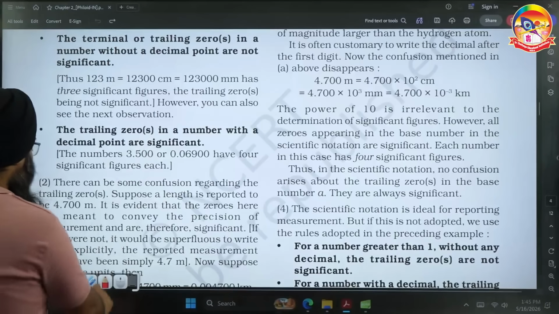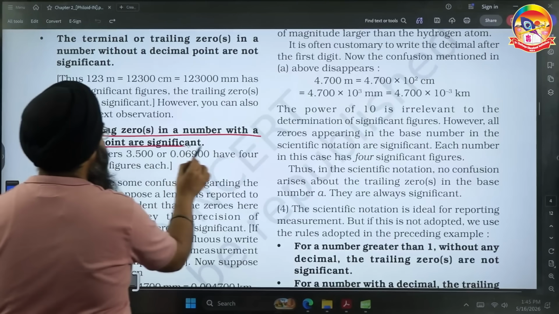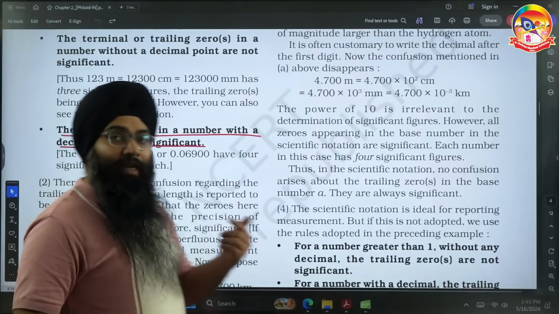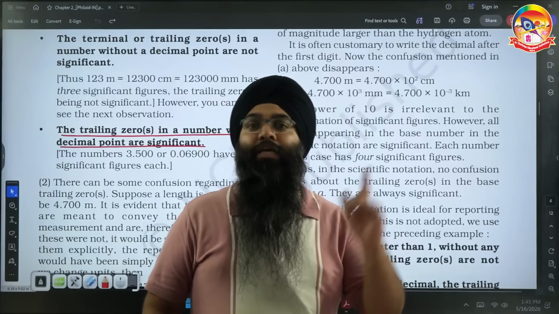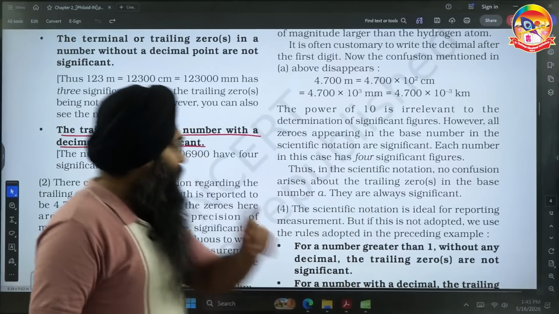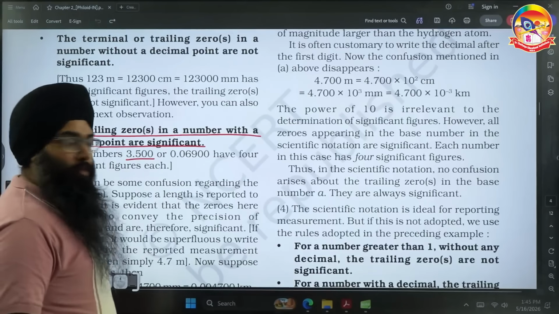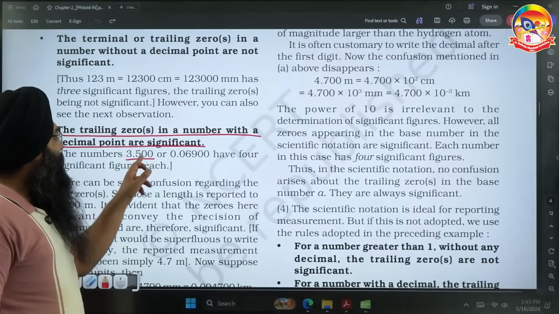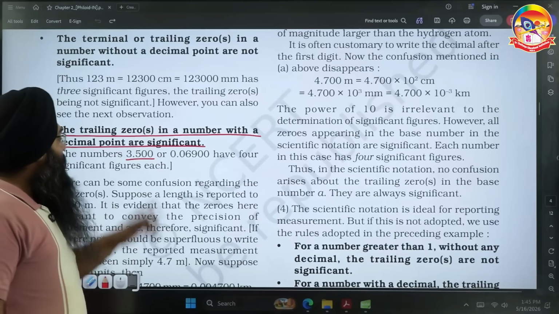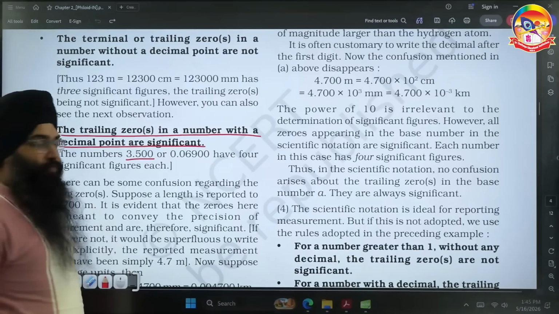If a decimal comes, then what will happen? The trailing zeros in a number with a decimal point are significant. If there is a trailing zero and there is a decimal point also, then the trailing zeros will always become significant. For example, 3.500. If the decimal point had not been there, I would have said that these zeros are insignificant. But since the decimal has come, these two will become significant. So how many significant figures are there? 4 significant figures.